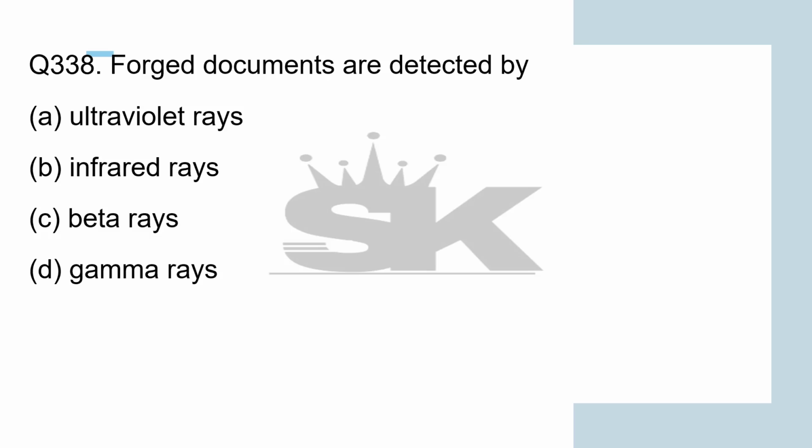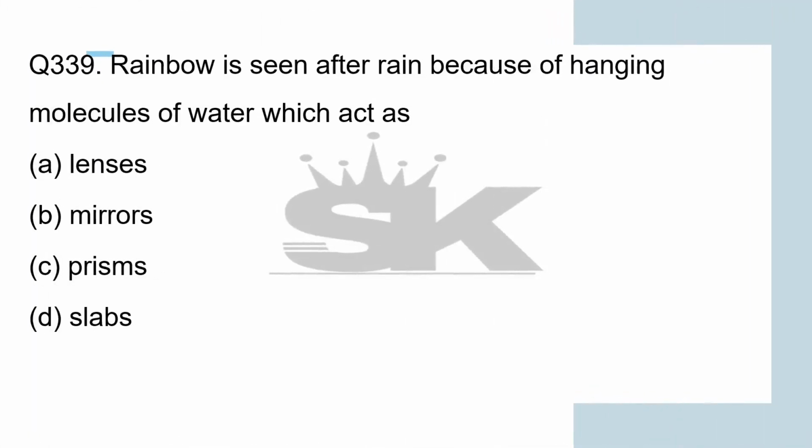Forged documents are detected by ultraviolet rays. Okay. Rainbow is seen after rain because of hanging molecules of water which act as a mirror. Okay.